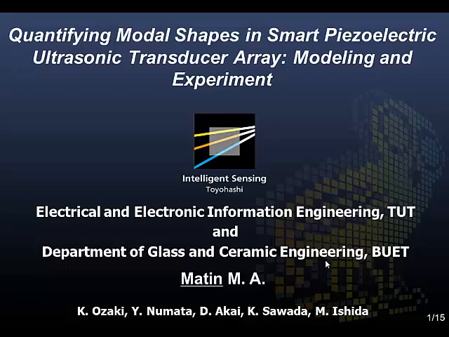Today, I'm going to give a talk on quantifying modal shape in smart piezoelectric ultrasonic transducer array. Basically, I will give the comparison between my simulation and experimental work. This work was conducted during my postdoctoral study at Toyohashi University of Technology. Now I am working as an assistant professor at Bangladesh University of Technology.